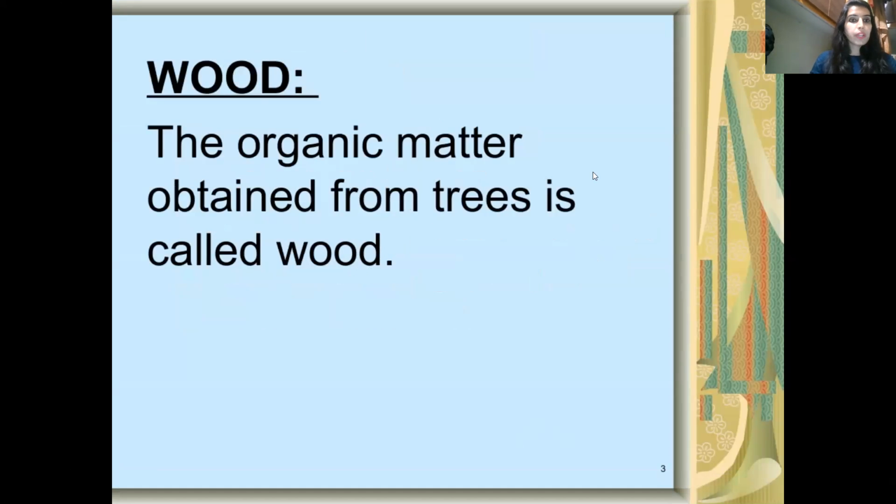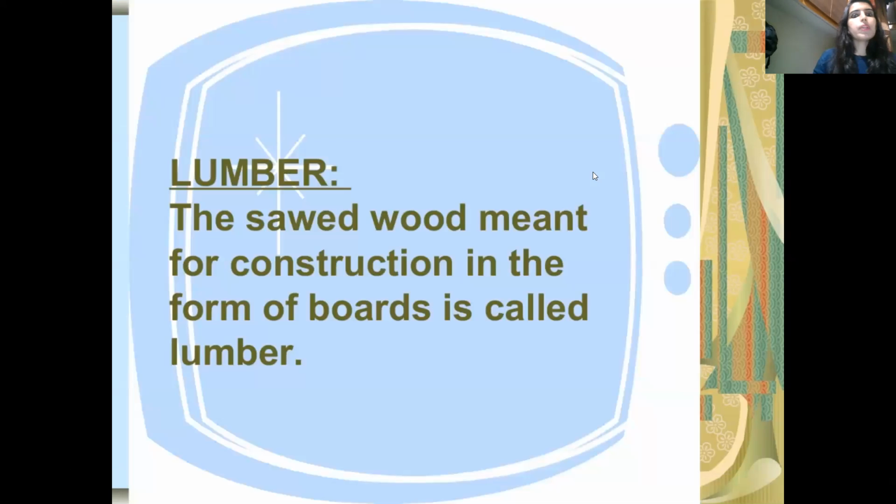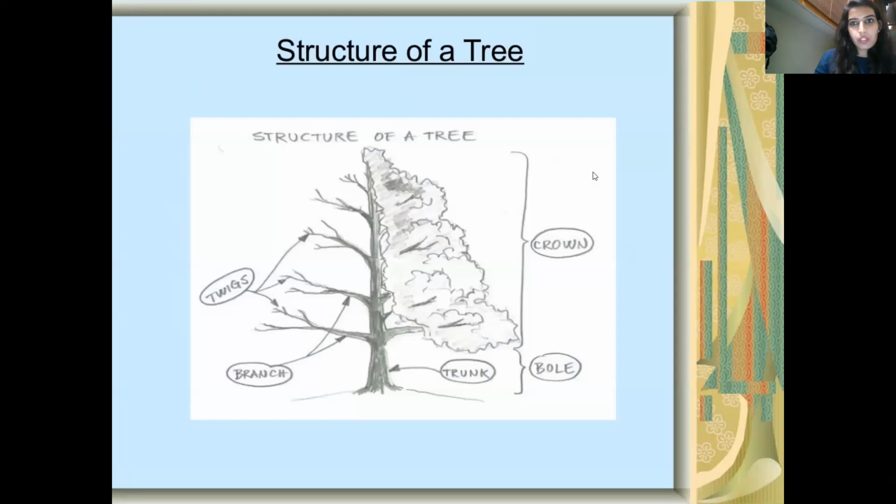Wood, the organic matter obtained from trees, is called wood. Lumber, the sawed wood meant for constructions in the form of boards, is called lumber. Structures of a tree: these are the crown, wall, trunk, and these are branches, twigs.